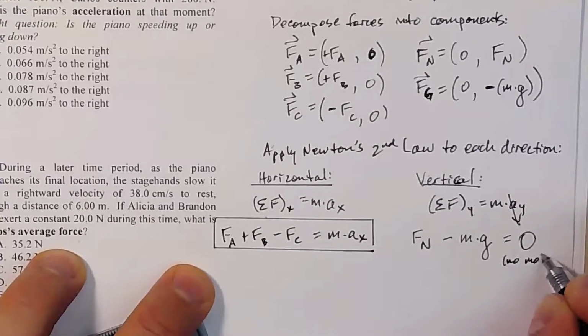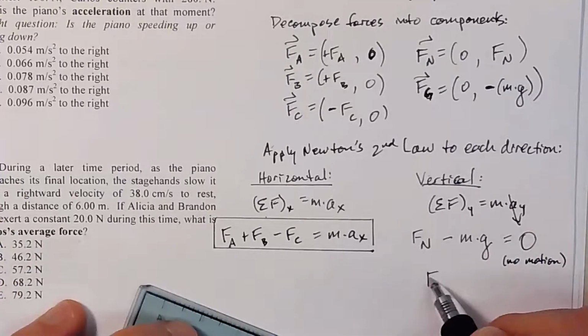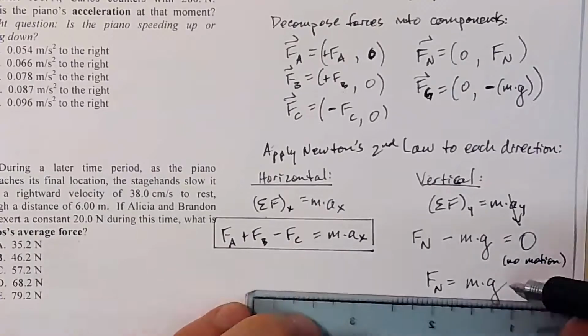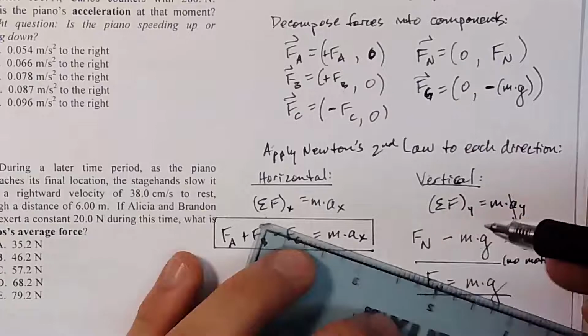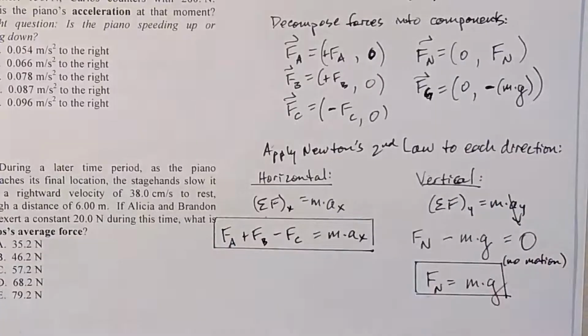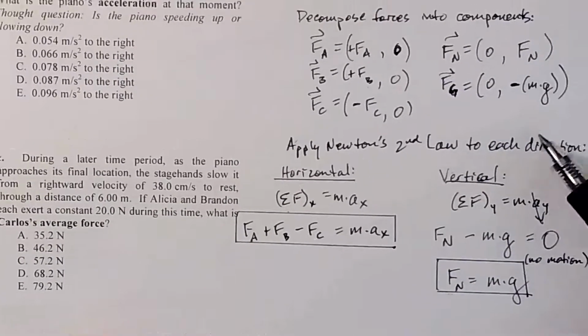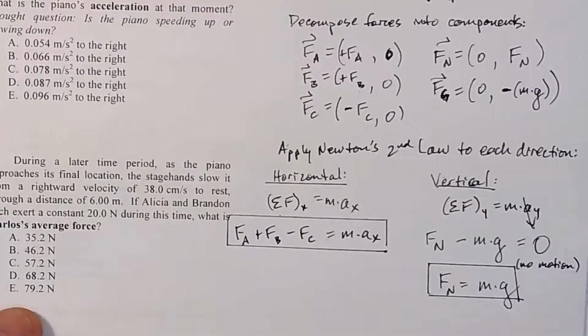So I'm going to use that knowledge. There's no motion in the y direction, therefore the normal force is just equal to m times g. So this is one of the cases where the normal force is equal in magnitude to the weight, and the normal force and the weight simply cancel each other out. That's not always true in every case. That's why we can't just write down that the normal force is always equal to mg in magnitude every time. That's not true in general.